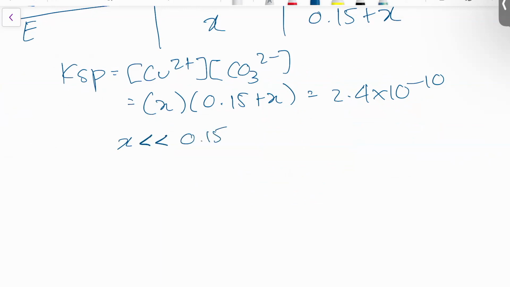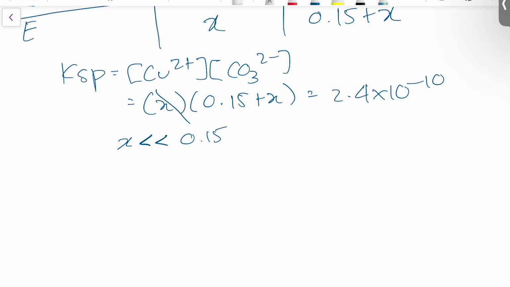You're not saying that X is small. You're not saying X is small, full stop. Just like before, when we were talking about relative reaction rate, X is not small, full stop. It probably is a small number, but whether or not something is small or big is subjective. So X is way smaller than 0.15. The reason why you don't want to say X is small is because then you'll get rid of this.